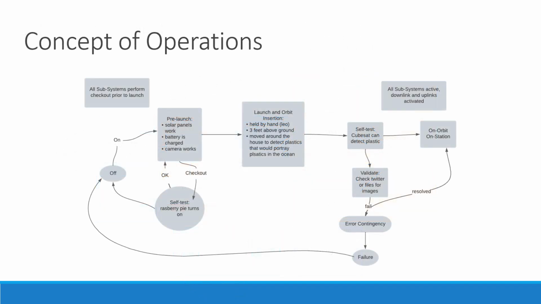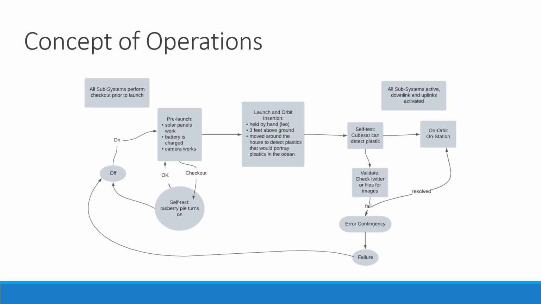At first, the satellite will begin as off, and once it is switched on is when the pre-launch phase begins. In this phase, we'll check if the solar panels work, if the battery is charged, and if the cameras work. We'll check this by seeing if the Raspberry Pi turns on. If everything is okay, we can move on to the launch and orbit insertion. The satellite will be held by hand in a low Earth orbit about 3 feet above the ground. It will be moved around the house to detect plastics that would portray plastics in the ocean.